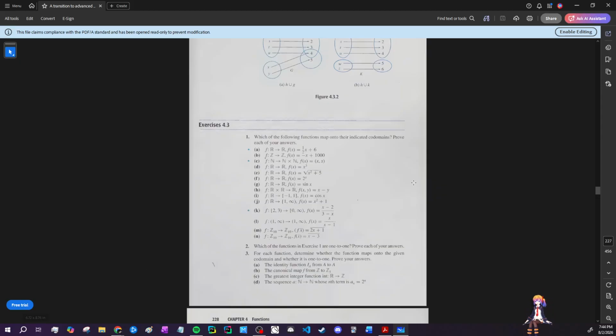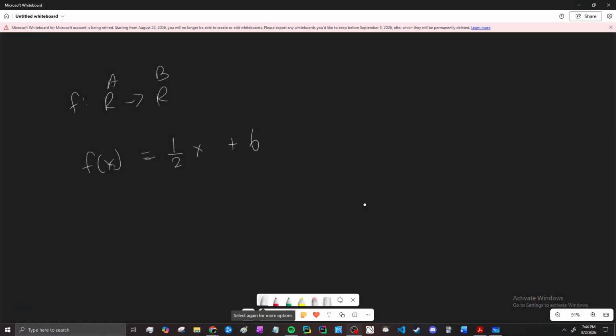So they're asking us now, which function maps onto? So remember, onto simply means the range, or the size of the range, is equal to the size of the codomain of function f, by the way.